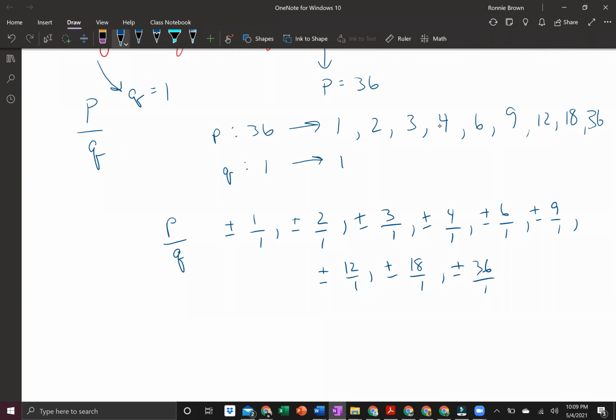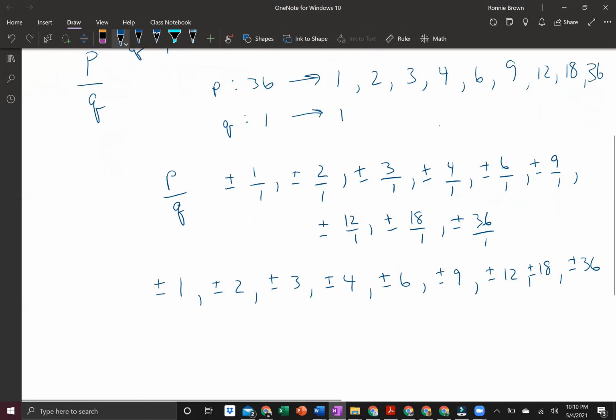So 1 over 1 is just like saying 1, right? 2 over 1 is like us saying 2. 3 over 1 is 3. 4 over 1 is 4. 6 over 1 is just 6. 9 over 1 is just 9. 12 over 1 is just 12. 18 over 1 is 18. And 36 over 1 is 36.